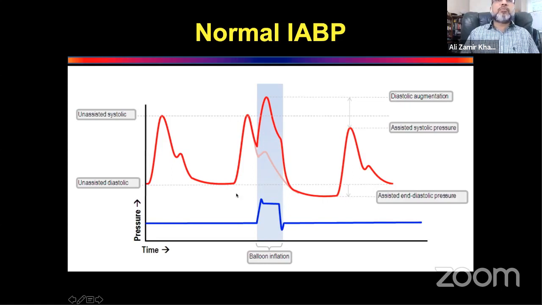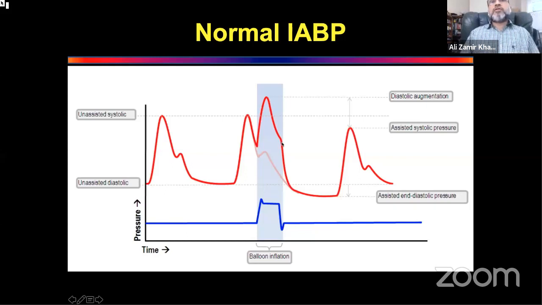So here is your balloon pump. Here is your aortic tracing. You're coming to the end of systole at the ejection, at the dicrotic notch, the balloon pump inflates and you get augmentation of the pressure in diastole. This is important, okay? So this is diastolic augmentation. So that is the first benefit, that there is augmentation of pressure in the diastole.